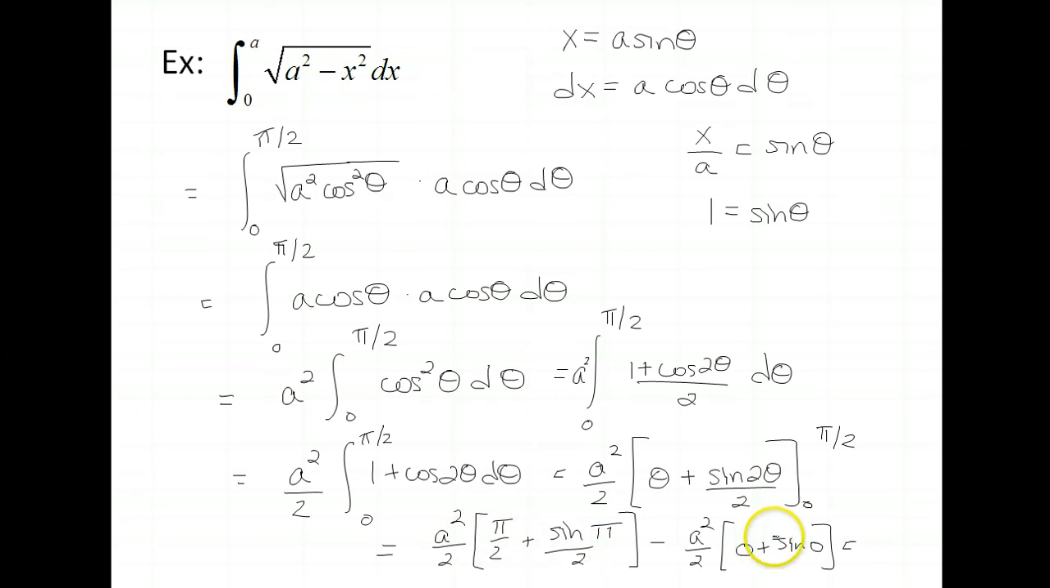So let's see. Sine of 0 is 0. So everything over here is gone, right? Totally gone. Sine of pi, that's also 0. So that's gone, right? And so what have we got? 1/4. That's a 4, not a 9. 1/4 pi a squared. And that's exactly what we hoped we would get. 1/4 of the area of the circle, pi r squared. r is a in this case.